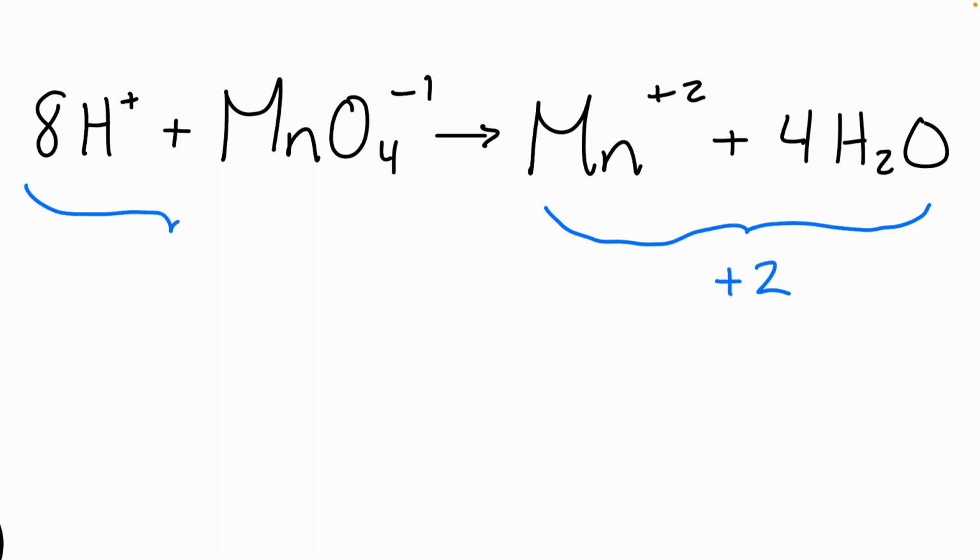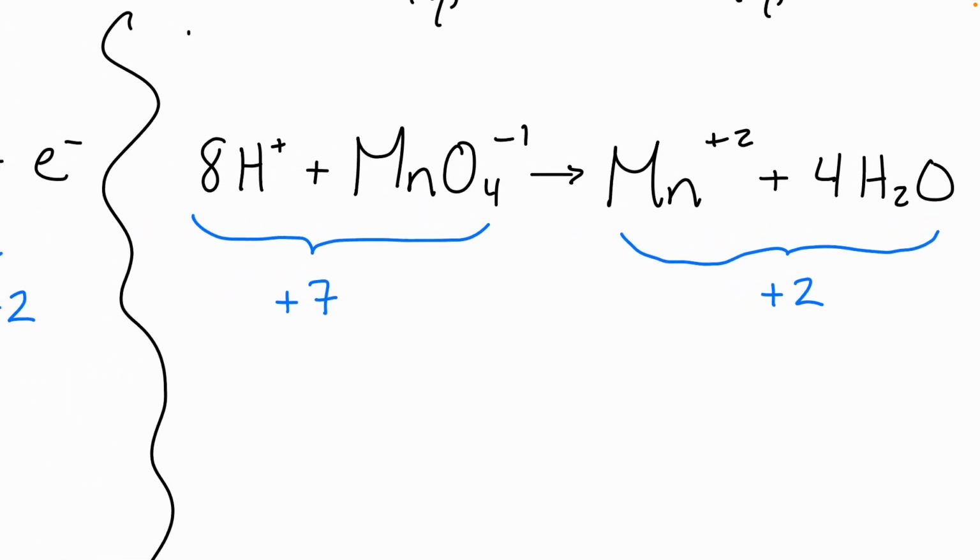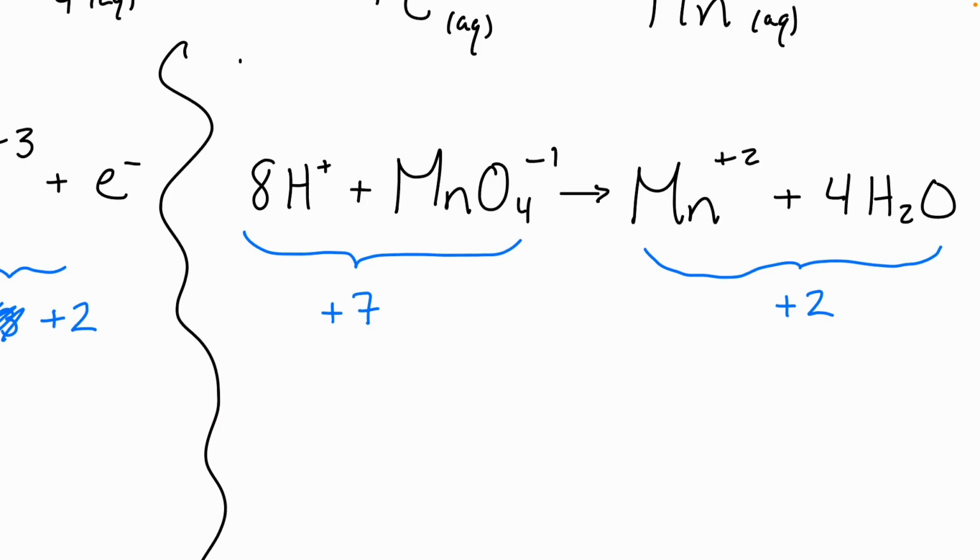All right, now this one's going to be a little tricky. I have 8 hydrogen ions. Each one has a charge of +1. And then I have this one permanganate ion that has a charge of -1. So what's the net charge over here on my reactant side? +7. So everybody take a second and see if you can charge balance this half reaction by adding electrons.